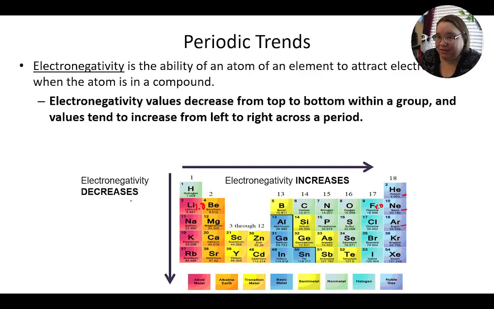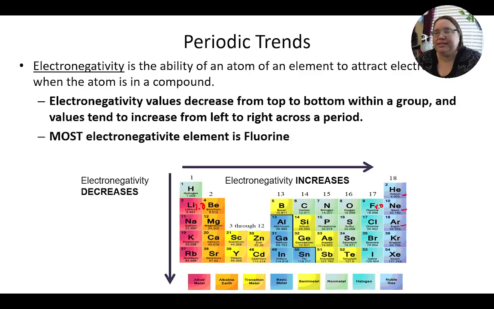Either they hate them, they're a metal, or they love them, they're a non-metal. So as we go down, our electronegativity has a general decrease. It is harder for elements to attract electrons the bigger they get. So when we take those trends and look at them all together, fluorine is the most electronegative element on the periodic table. It has an electronegativity of 4.0.